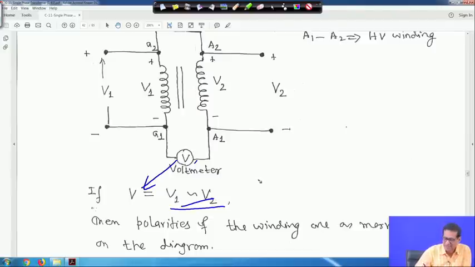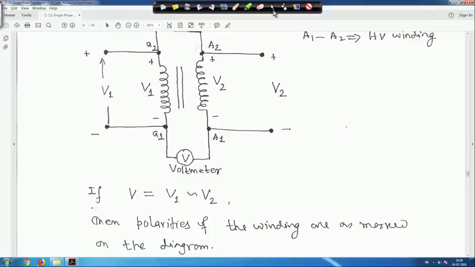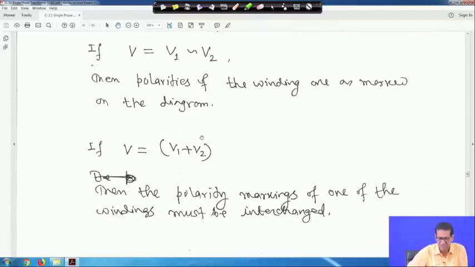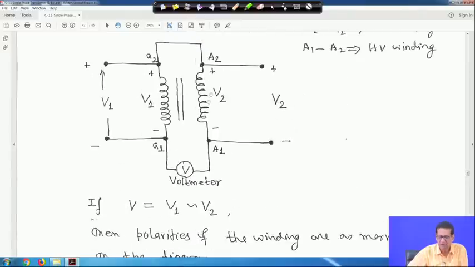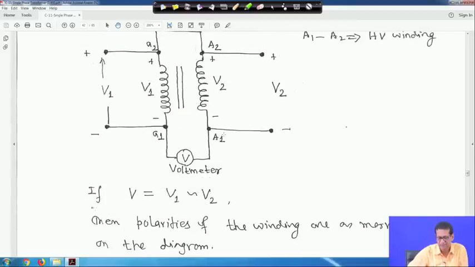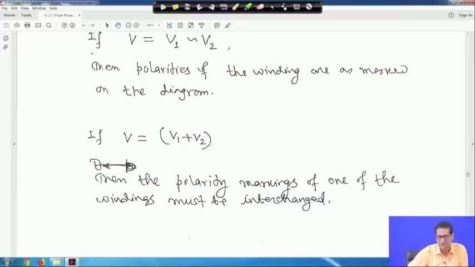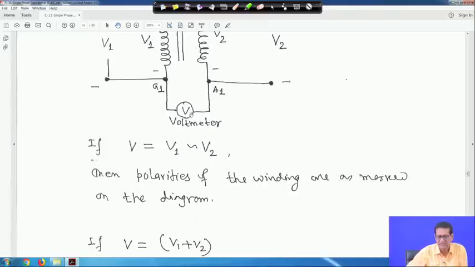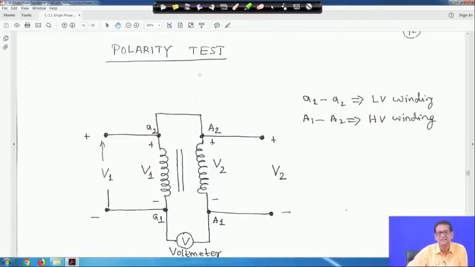And if you get V equal to V1 plus V2, everything is marked actually. If you get V1 plus V2, then the polarity markings of one of the windings must be interchanged, either this side or this side, you just interchange. If you get V equal to V1 plus V2, I mean if it is additive, then the polarity markings of one of the windings must be interchanged. So, this is all for the polarity test, nothing more is there.